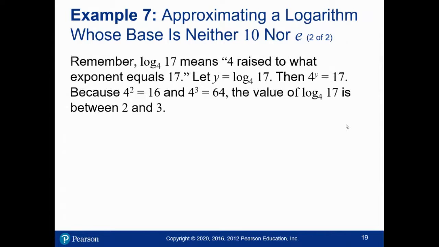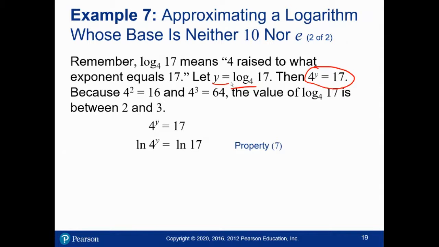So it really means 4 to what power equals 17. This is just letting my unknown be y and converting it into an exponential. Now 4 squared is 16 and 4 cubed is 64. So 4 to the what is 17, something in between 2 and 3. It's probably a lot closer to 2 than it is to 3, but that's about as accurate as we can be with this argument.